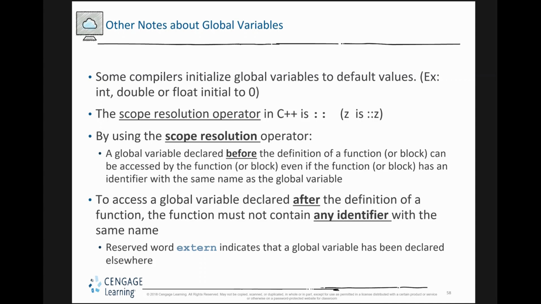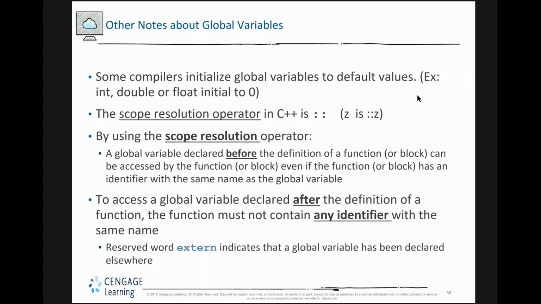The first bullet point: some compilers initialize global variables to default values. Not all, but some compilers initialize the variables to default values. For example, int, double, and float would be initialized to 0, but you need to be sure if your compiler does this before you rely on it.